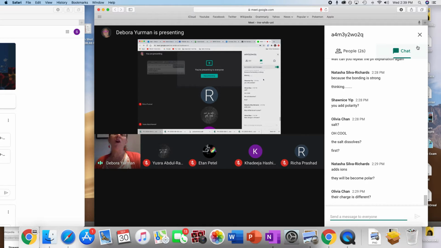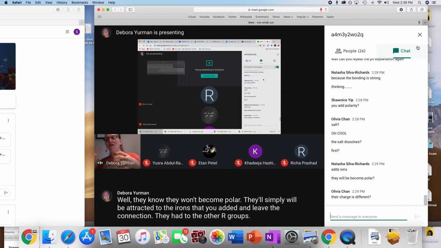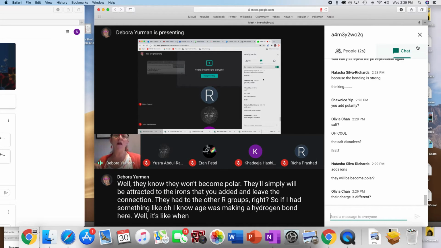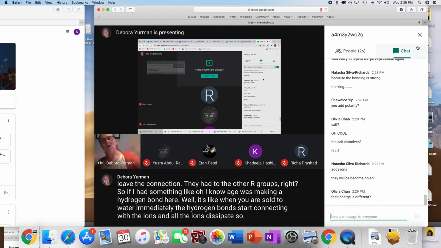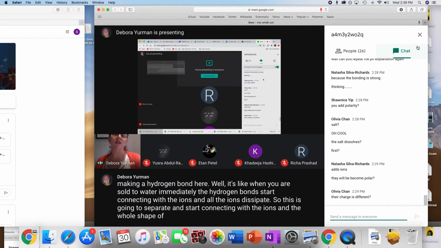Well, they won't become polar. They simply will be attracted to the ions that you added and leave the connection they had to the other R groups. So if I had something like OH, and OH was making a hydrogen bond here, well, it's like when you add salt to water. Immediately the hydrogen bonds start connecting with the ions and all the ions dissipate. So this is going to separate and start connecting with the ions, and the whole shape of the protein will change. And it will be a different shape.